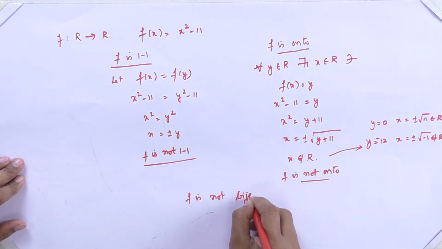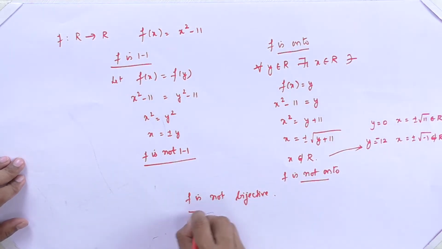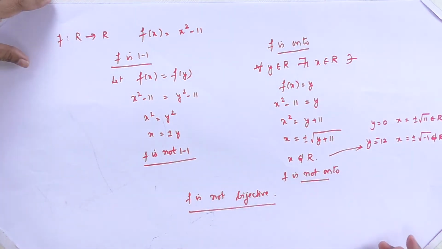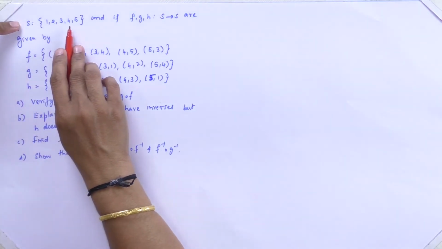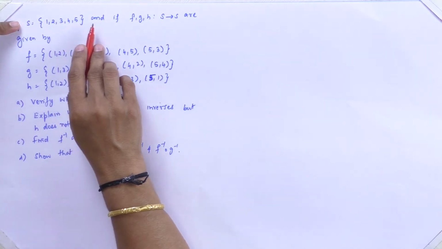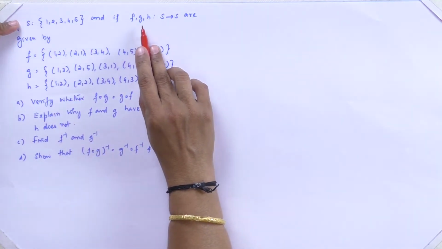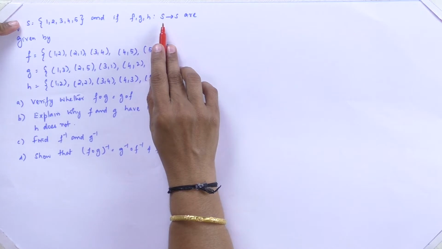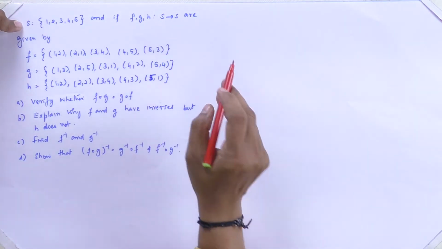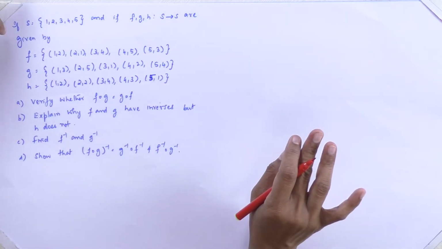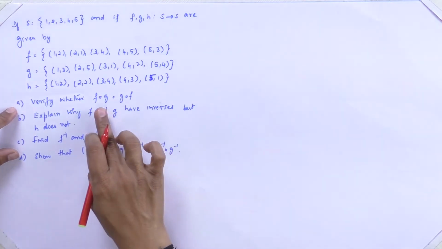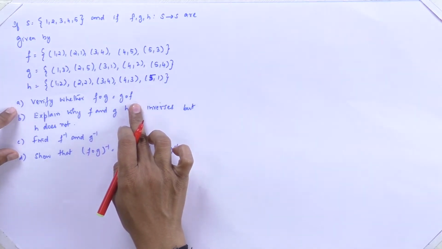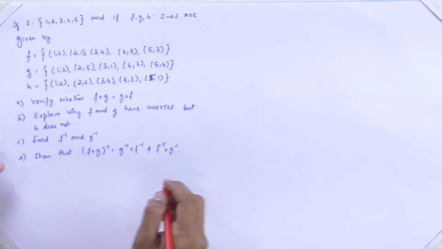So this is how one should prove whether a given function is 1 to 1, onto or bijective. See again here, the set S is given to be 1, 2, 3, 4, 5, and 3 functions f, g and h are defined from the set S. S has 5 elements, as given, and we will have to verify whether f composition g is equal to g composition f and so on. So let me do that.